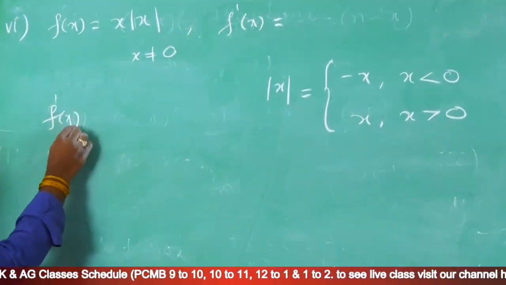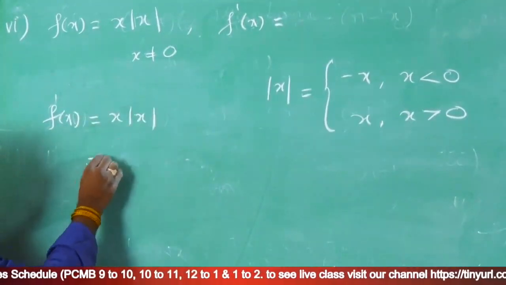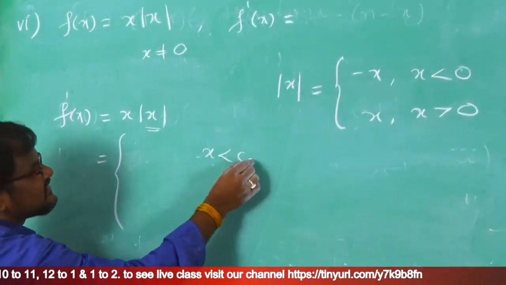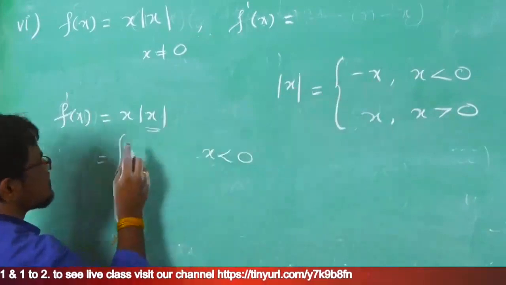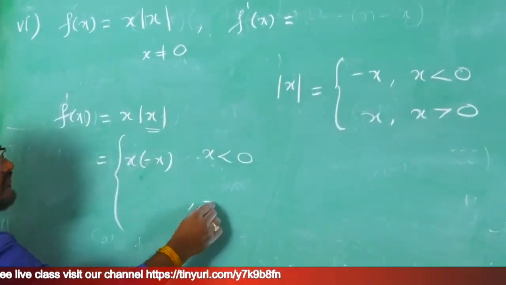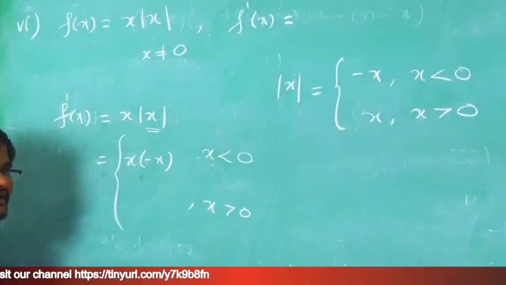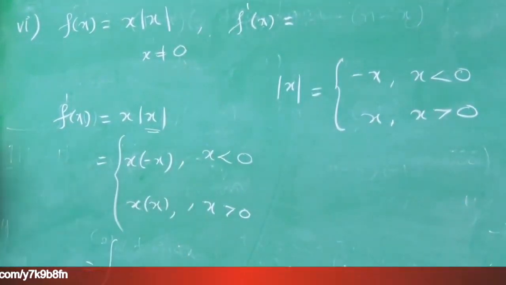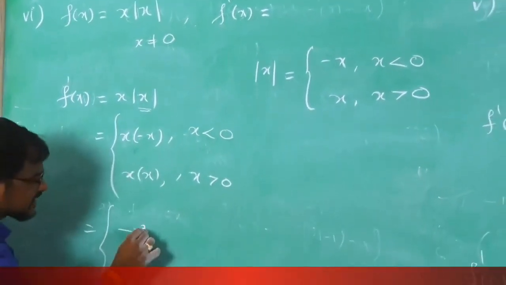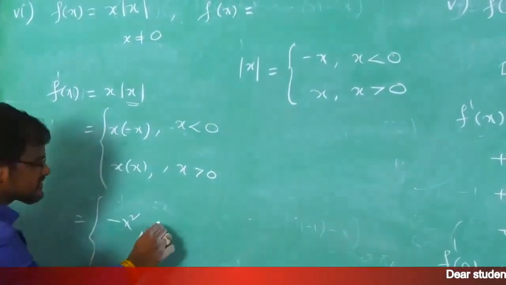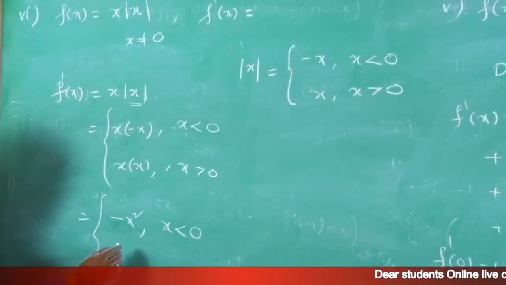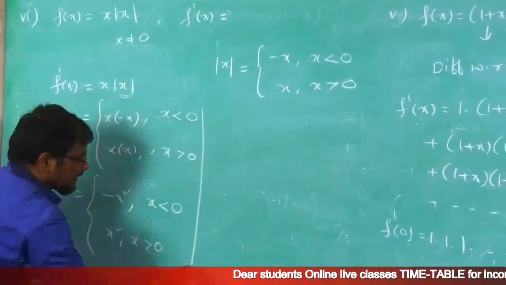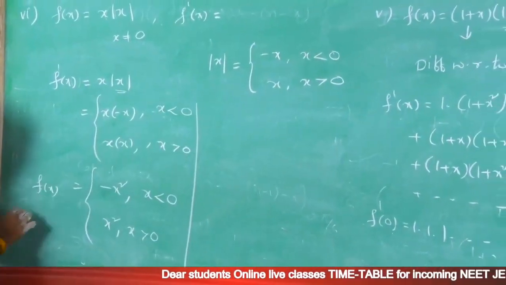So how do we define this problem now? f of x equals x into mod x. Tell me. If you take x less than 0, mod x is minus x, so x into minus x. Whenever x is greater than 0, mod x is x, so x into x. Now that is equal to minus x square for x less than 0, and x square whenever x is greater than 0. Now this is f of x.